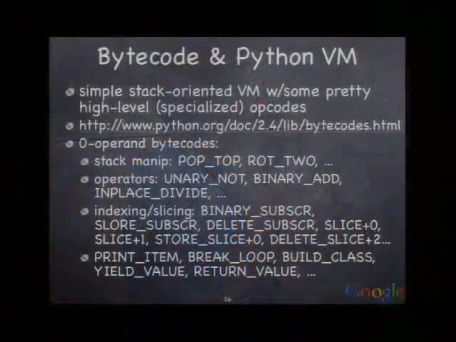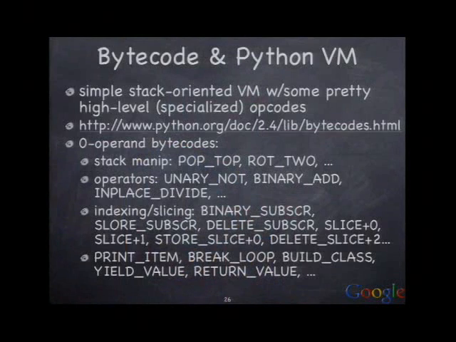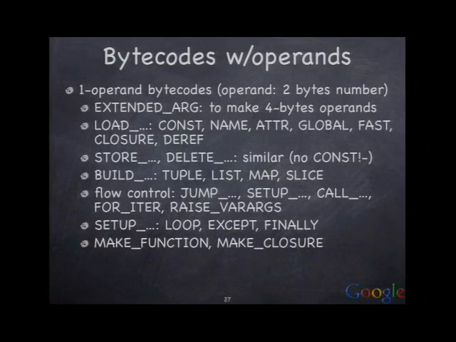And there's plenty of special purpose ones, like print item, which is equivalent to a print statement. Break loop is obviously used to indicate the exit from a loop. Build class, we've seen, means okay, here we are, identify the metaclass and call it. Yield and return are for generators and functions respectively. And then we have some bytecodes that take operands, but operands in a rather specialized sense.